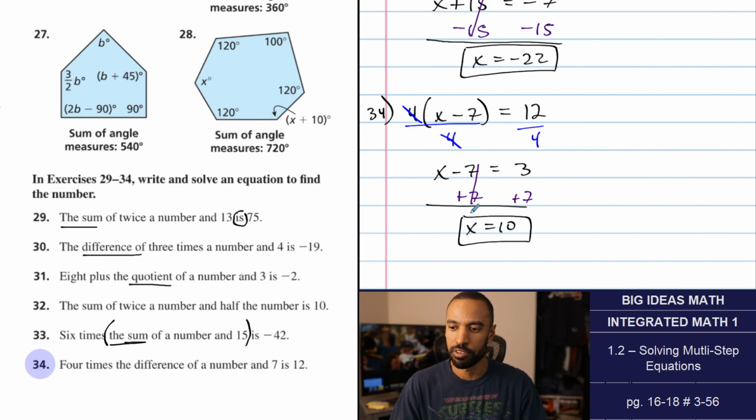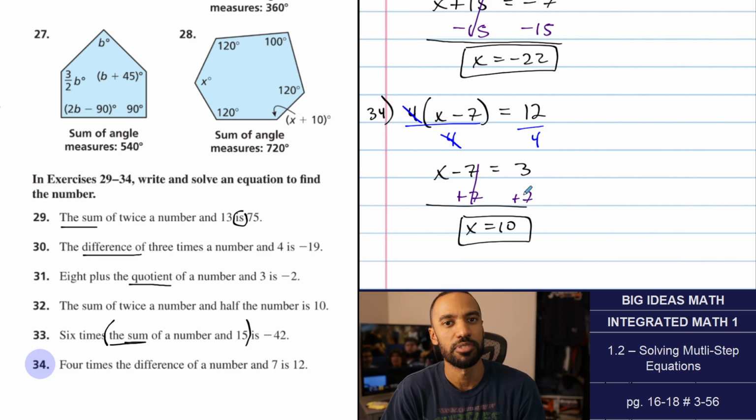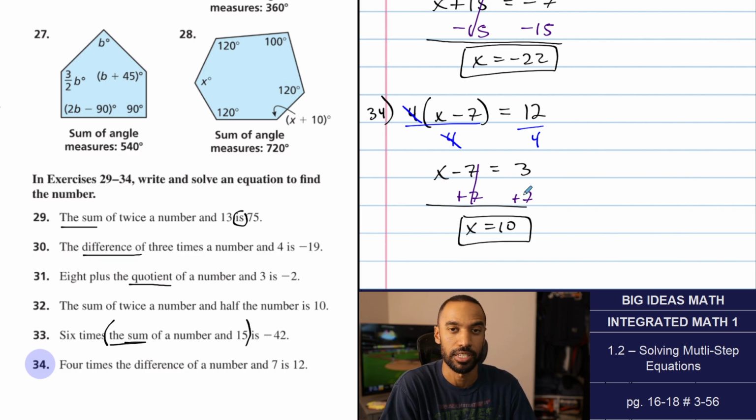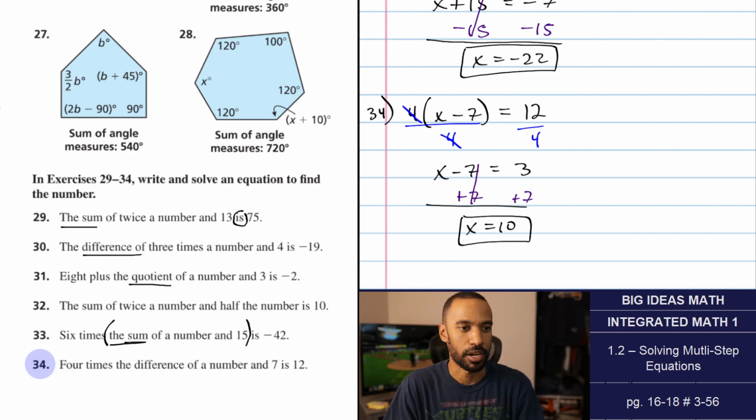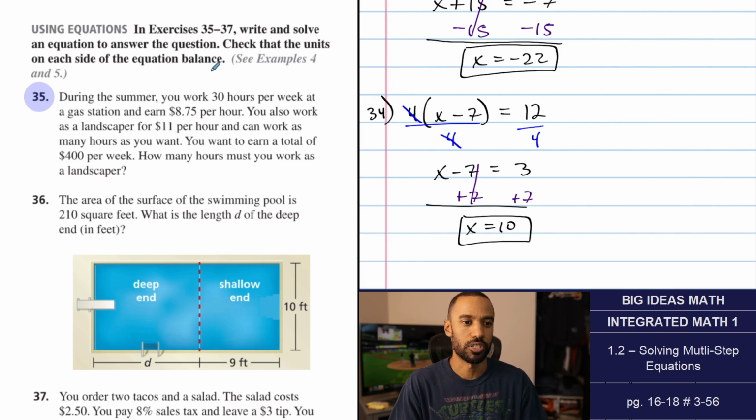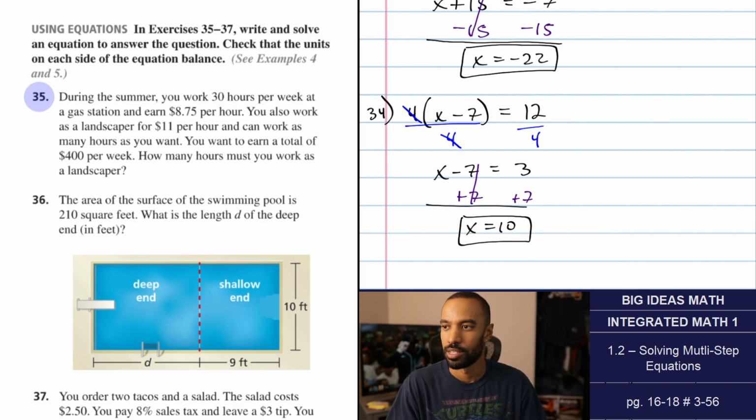4 times the difference of 10 and 7. Oh, I got to take the difference of 10 and 7. That's 3. 4 times 3. That's 12. That works. All right, that's 29 to 34. Let's move along. Looks like conventional problems are now down the gutter.